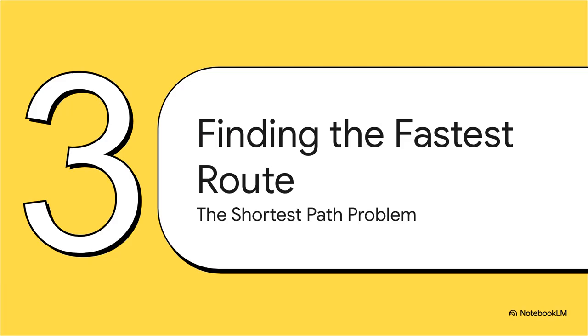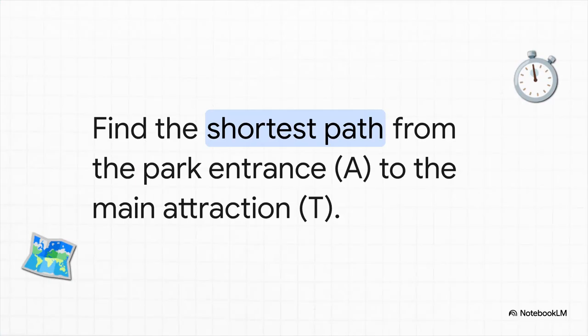Okay, so now let's switch gears. We're going to go from cost to speed. We're moving from building a network to navigating one. So here's our second puzzle. This is a map of a park. The letters are different locations, and the numbers on the lines, that's the time it takes to travel between them. Our mission is to get from the entrance, that's A, to the main attraction, T, as fast as we possibly can.